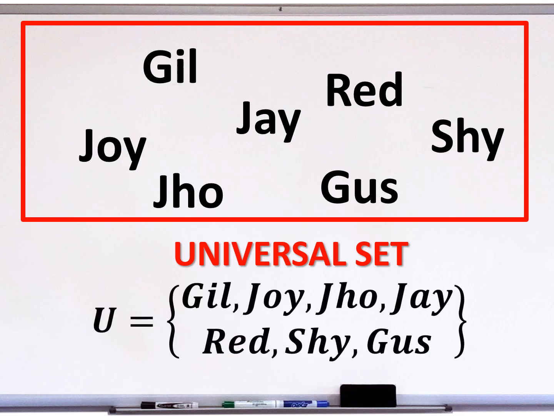And since that is the case, if you're going to write the universal set in roster notation, please take note that universal sets are always represented by the capital letter U. Okay? And we are going to list down all the given elements in the given universal set by roster notation, and they are separated by commas and enclosed by braces.